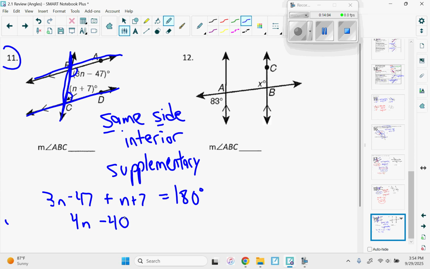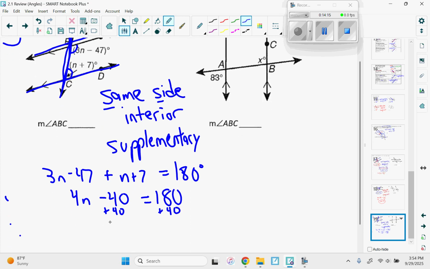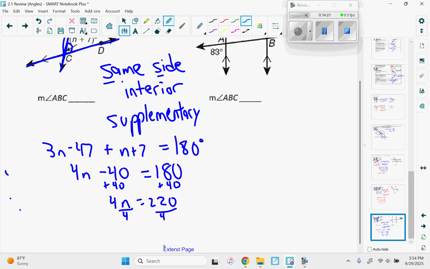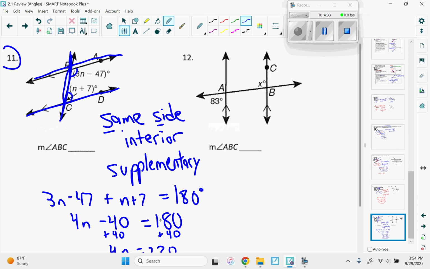And that equals 180. And then I'm going to add 40 to both sides. So we get 4n is 220. Divide by 4, divide by 4. N equals, let's see, 220 divided by 4 is 55. Okay, so 55 is part of my answer.